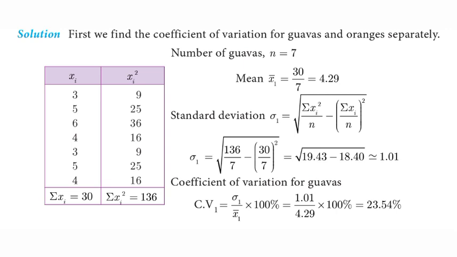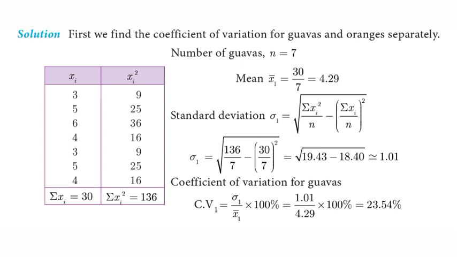minus 18.40. Okay, now subtract: 19.43 minus 18.40 equals root of 1.03. Then take the square root. Root of 1.03, we use logbook or long division method, anyone. Therefore we get the answer, standard deviation sigma 1 approximately 1.01.